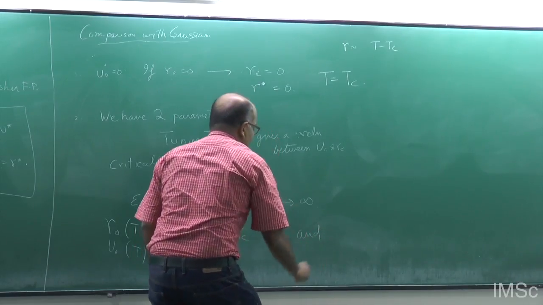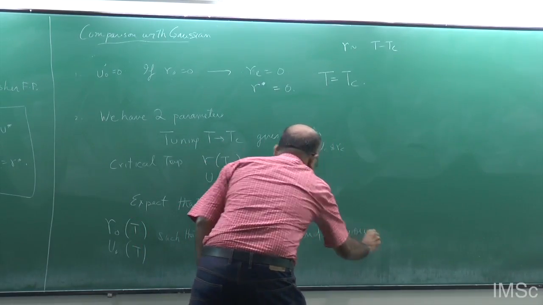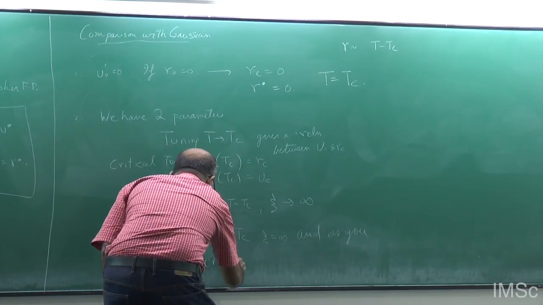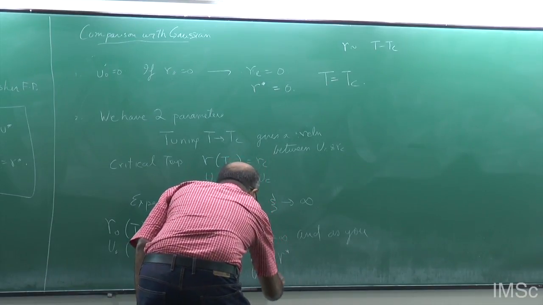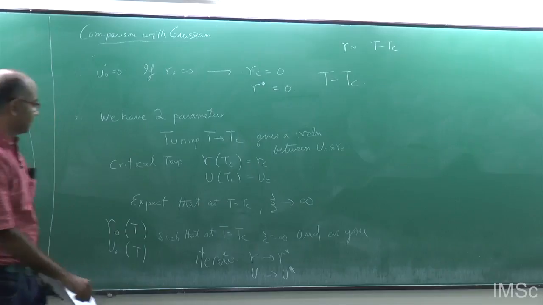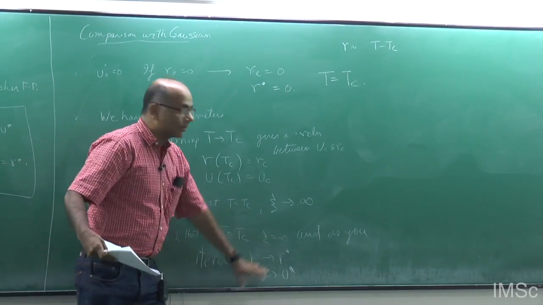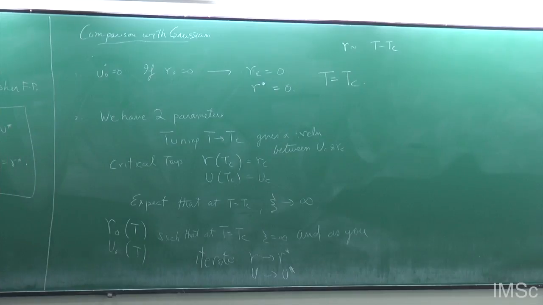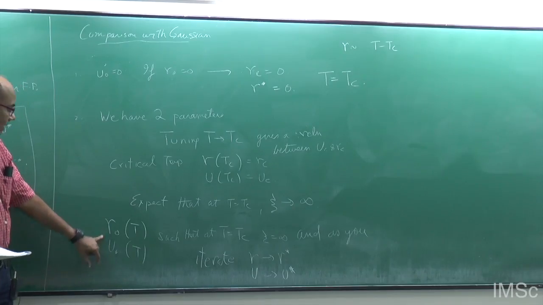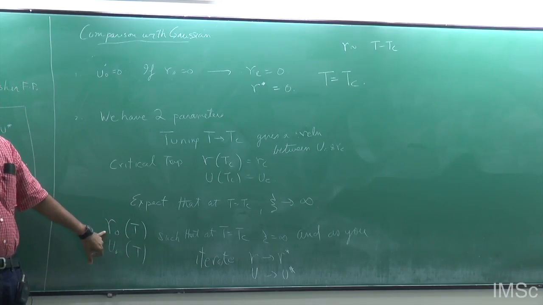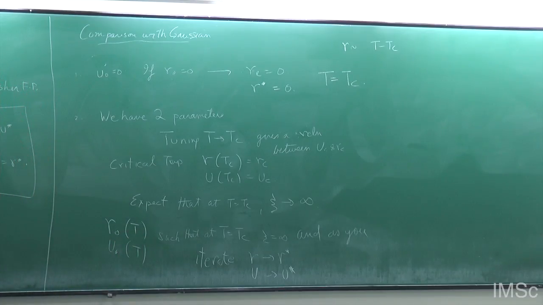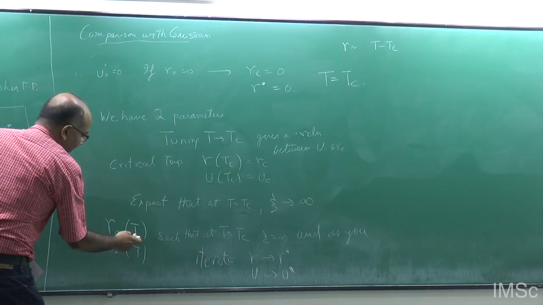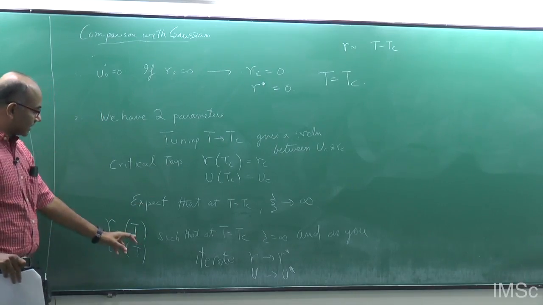and as you iterate, R goes to R star, U goes to U star. So I'm making two statements here. That means there exists some critical temperature. I'm giving you a one-parameter family of couplings, R naught and U naught, as a function of T, and I'm saying that if you tune them to a particular value, that will define the temperature T equals Tc.